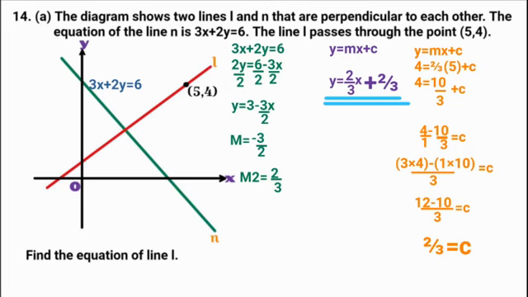So you can write that equation in your answer space, or you can go further and simplify this equation. To simplify it, you're going to multiply every term in that equation by 3. So we're going to have 3 multiplied by y is equal to 2 over 3 x multiplied by 3 as well, then plus 2 over 3 multiplied by 3.